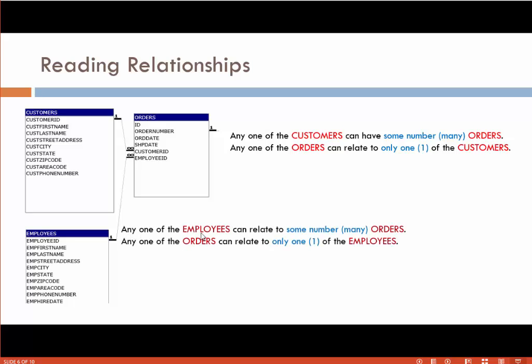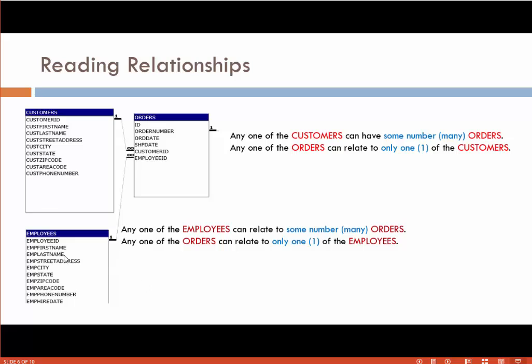So any one of the employees can relate to some number, many orders. So any given employee can relate to many. That's the infinity symbol. I was going to say sideways 8, but it's the infinity symbol. All right. So one employee, or the employees, to many orders, and any one of the orders is going to relate to only one, hence the dastardly clever one right there, of the employees. And that's basically how we read that.